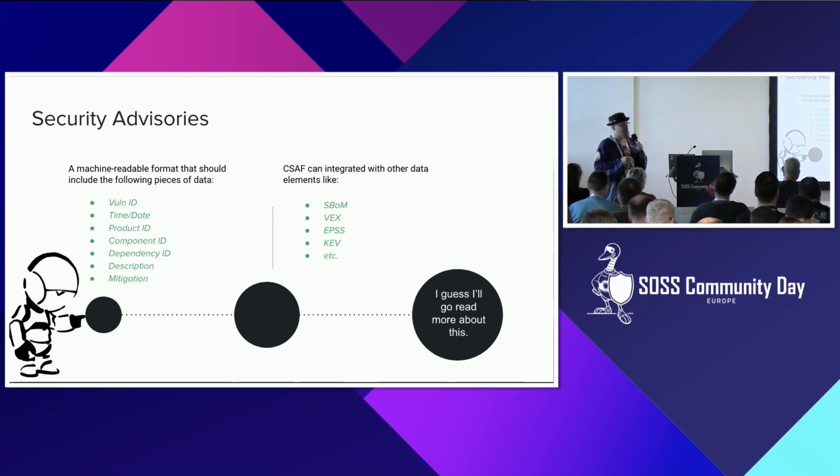Security advisories vary widely. There's a lot of different formats and ways that things are shared, but at its core, they will all share the vulnerability identifier, a time and a day that this was issued, some type of product and component ID, so you get some type of identifier. The problem was found here. Hopefully you'll get some type of dependency information. You'll get a description of the issue, and you'll get information about the mitigation, hopefully.